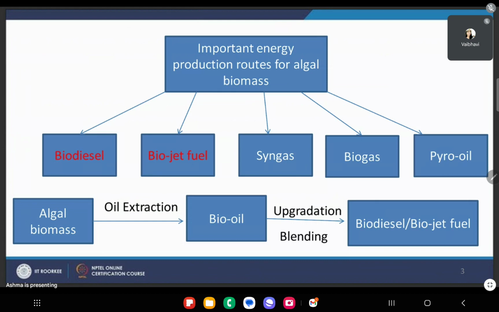Here is a picture showing important energy production routes for algal biomass. From algal biomass we can produce biodiesel, biojet fuel, or we can produce syngas, biogas, pyro oil. Here we will discuss biodiesel and biojet fuel. For production of biodiesel or biojet fuel, first algal biomass is taken and oil extraction is done, and this bio-oil is upgraded by transesterification to produce biodiesel or biojet fuel.